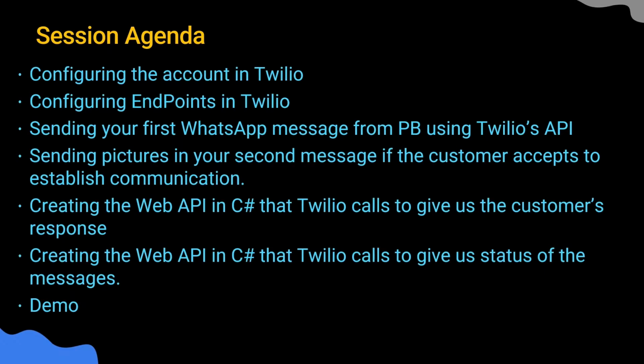We're going to create the web API in C# that Twilio calls to give us the customer response. And for that, we are going to use Snap Develop, a C# IDE that Appian is providing for us. We are also going to use the .NET Data Store, a library also provided by Appian to allow us to do things faster and very easily. Also, we need another web API in C# that Twilio calls to give us the status of each message. And we are going to give you a demo. Okay, let's start.